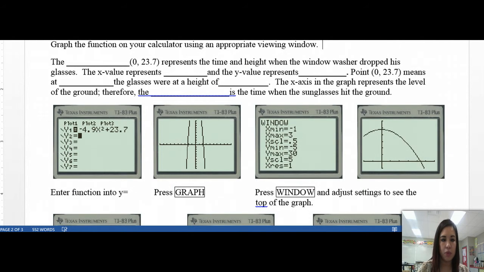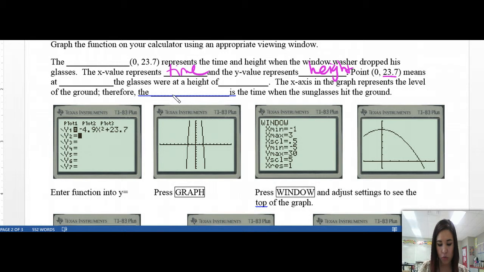Okay? X is time and y is height. So it's starting at this point because that's where you dropped it, at 23.7 meters or whatever it was. And we want to know, at that height, the sunglasses were dropped. Now the x-axis in the graph represents the level of the ground. So what do we want to see? We want to see where this is actually going to drop to the ground, at a height of 0.